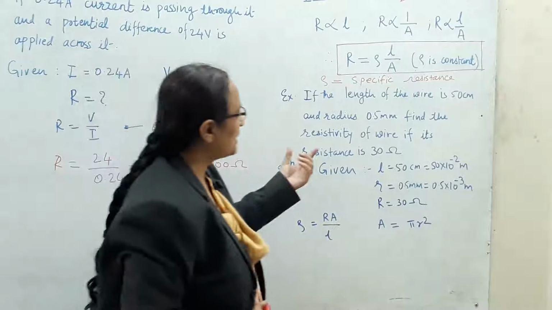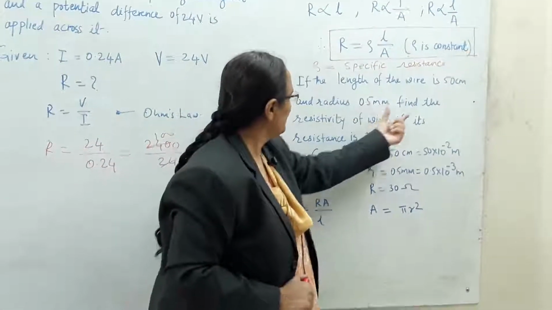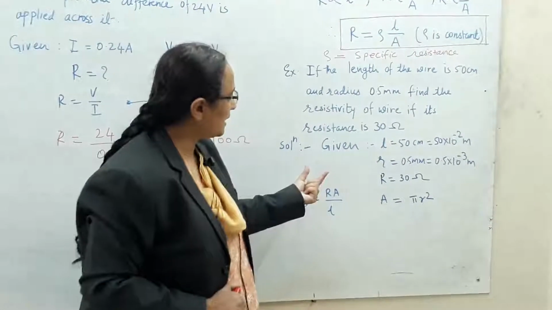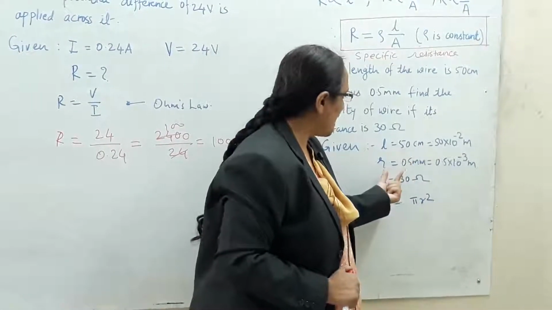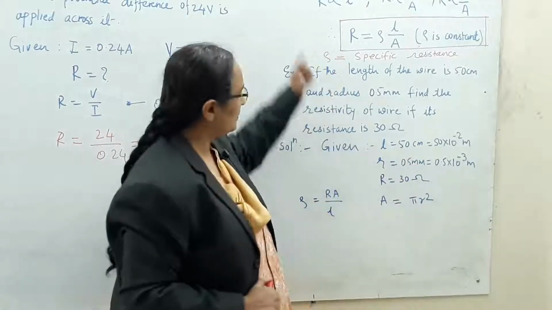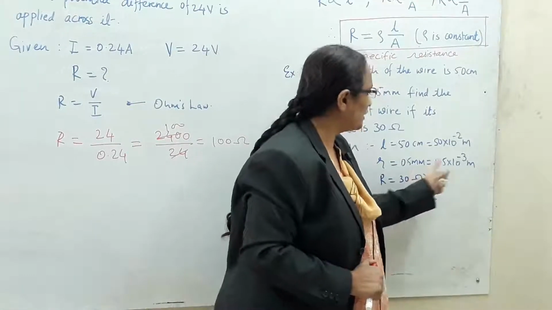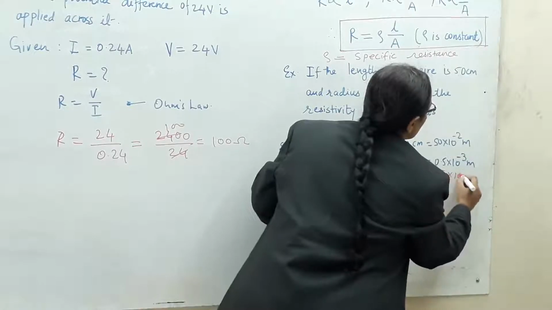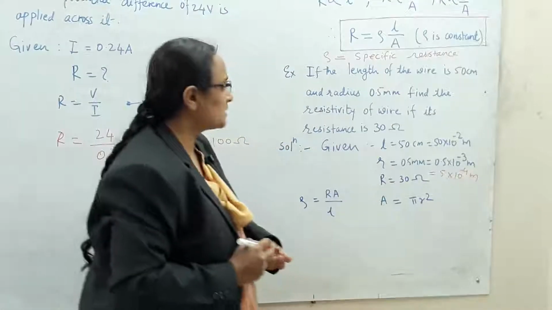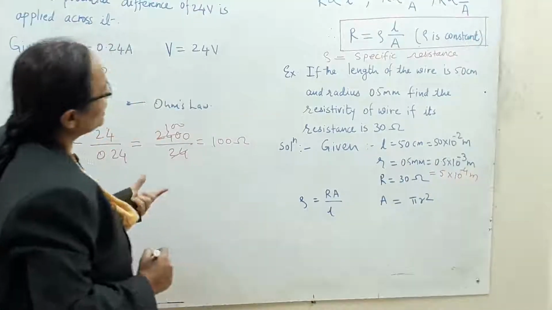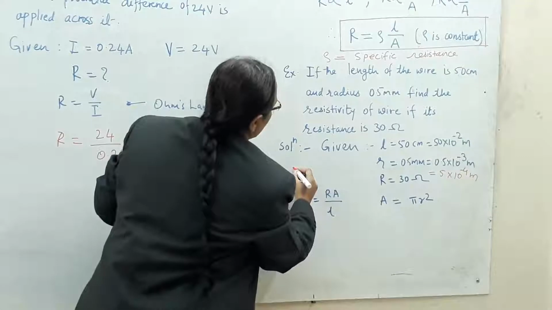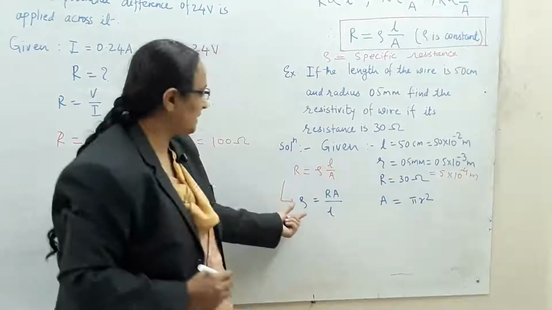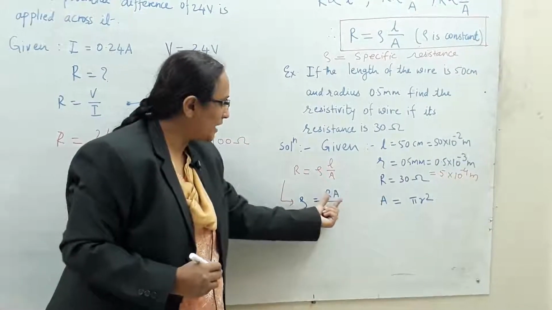If the length of the wire is 50 centimeter and radius is 0.5 millimeter, find the resistivity of the wire if its resistance is 30 ohms. The given data is length equal to 50 centimeter, radius of this conductor is 0.5 millimeter, meaning 0.5 into 10 raised to minus 3 meter, which also can be written as 5 into 10 raised to minus 4 meter. Resistance is 30 ohms. According to our formula, the resistance is rho L upon A, from which we can derive rho equals RA upon L.